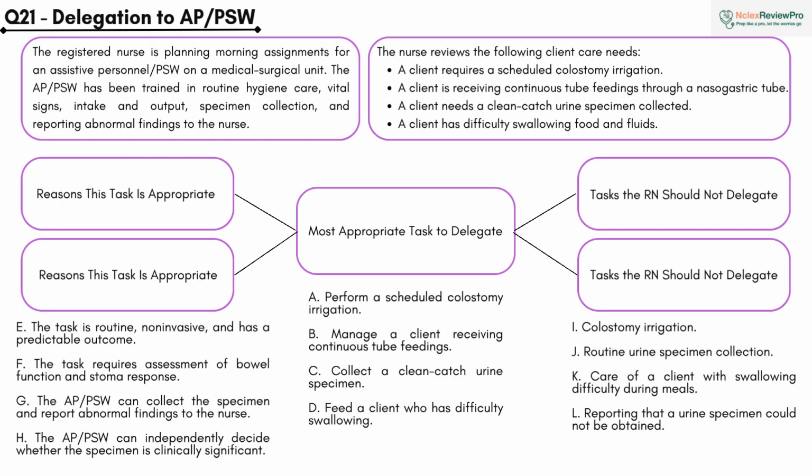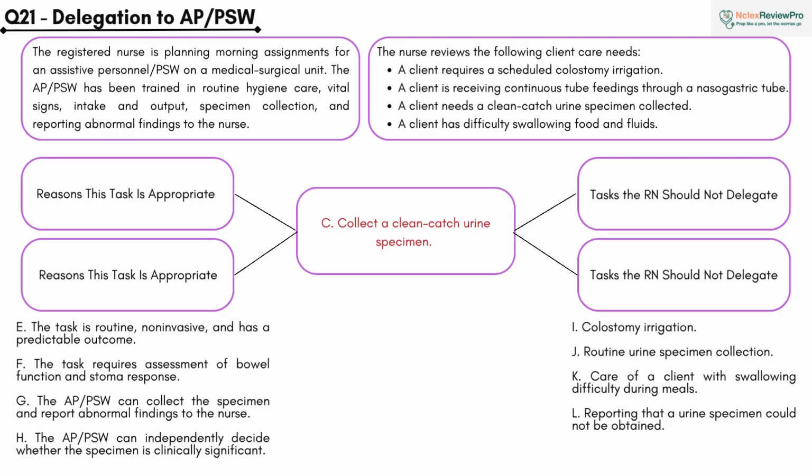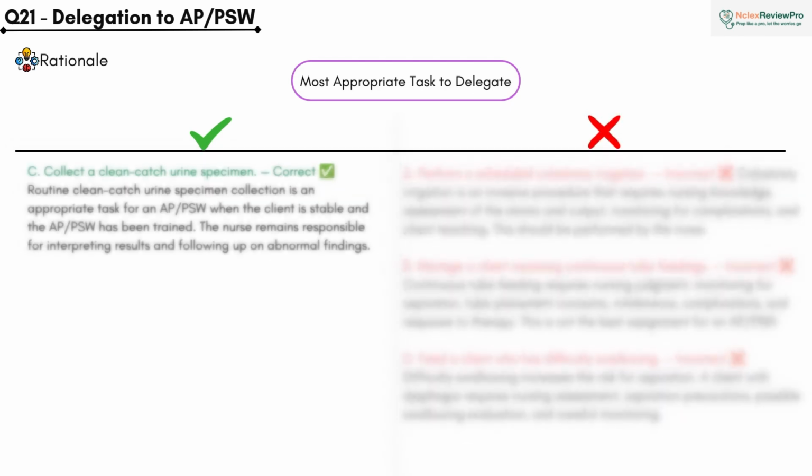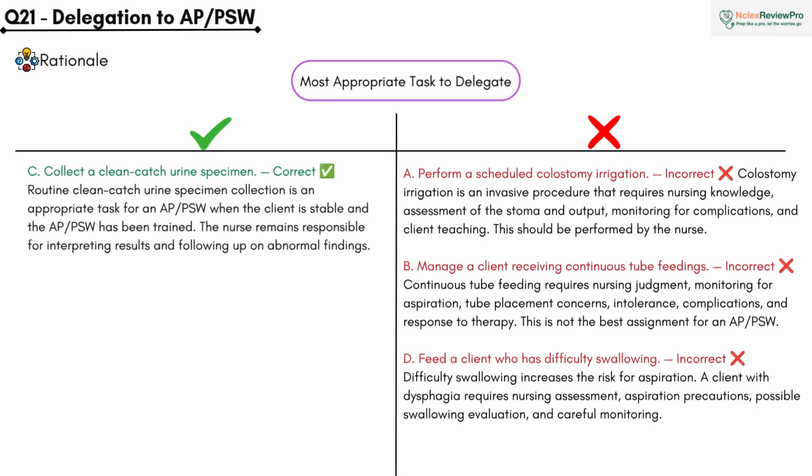For the most appropriate task to delegate, the correct answer is Option C, collect a clean catch urine specimen. All right, let's look at the rationale. Routine clean catch urine specimen collection is appropriate for an AP or PSW when the client is stable and the staff member has been trained. This task is routine, non-invasive, and has a predictable outcome.